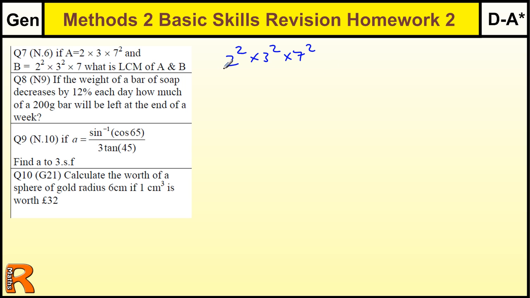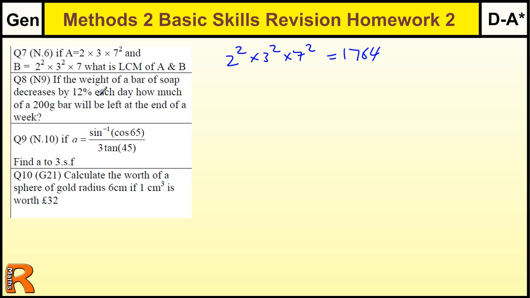So although I'm not overly interested in what this number is, I believe it's 1764, but that is the number. You always take the highest power of each of the prime numbers in the product of prime form.